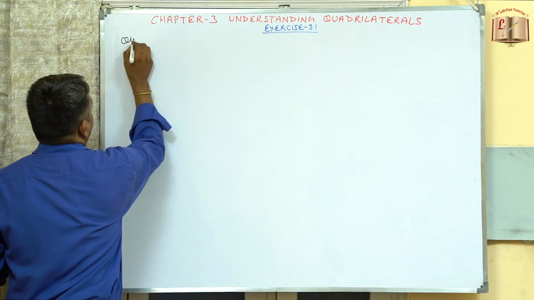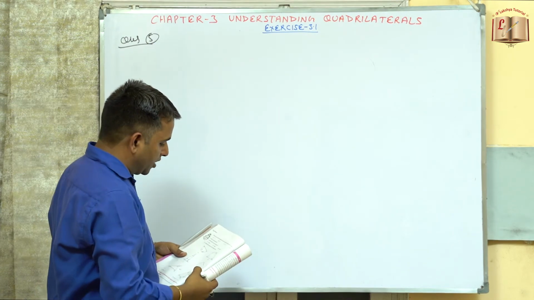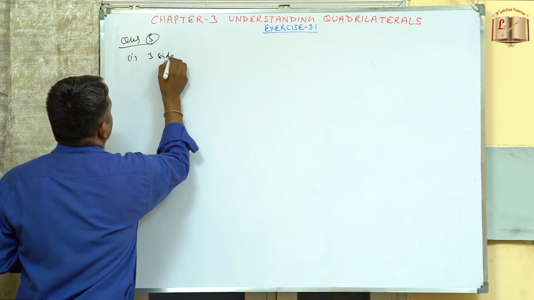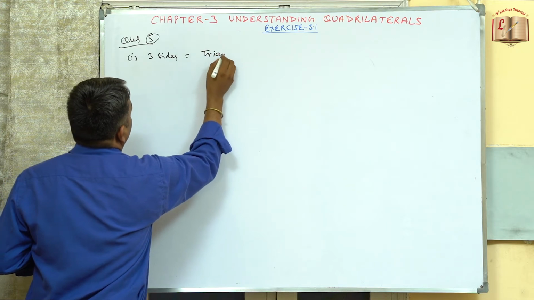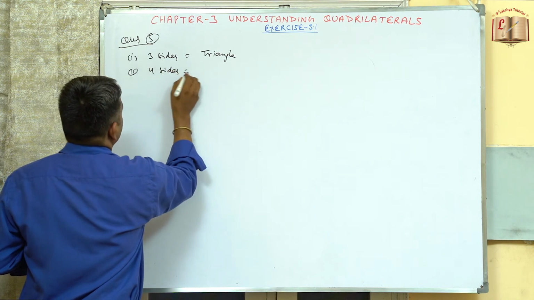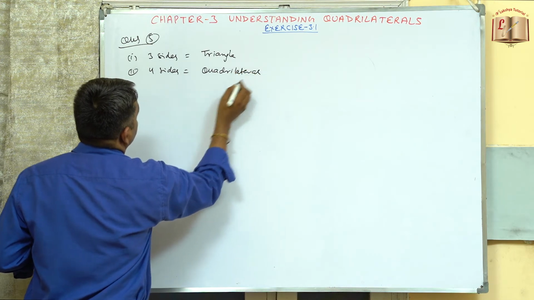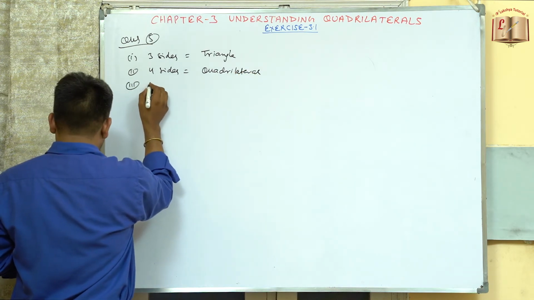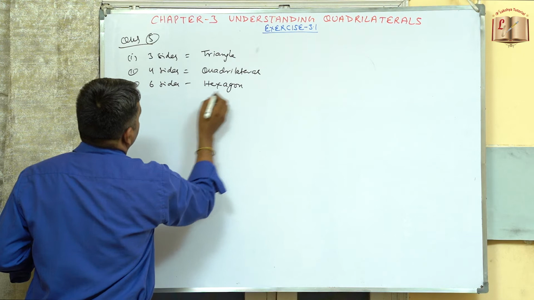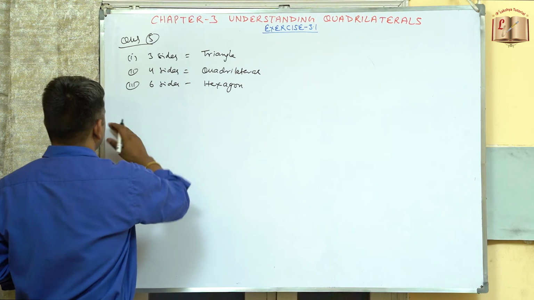Now coming to question number 5. What is the regular polygon? State the name of the regular polygon with 3 sides. So what do we call a 3-sided one? Triangle. And the second one with 4 sides, so with 4 sides it is a quadrilateral. And with 6 sides, it is a hexagon. So this is all.